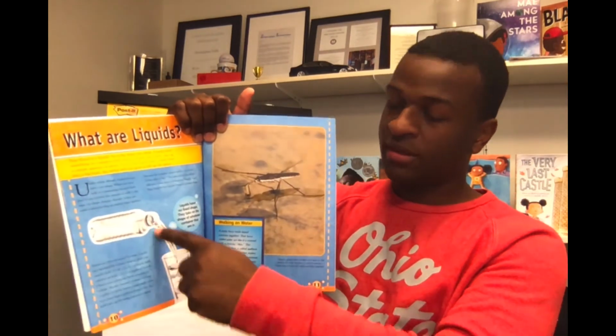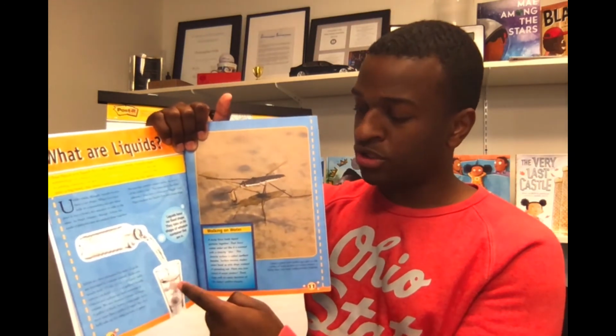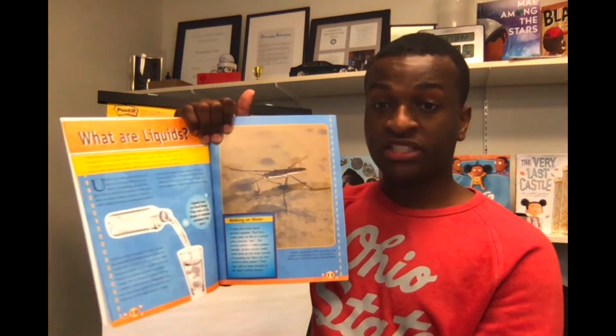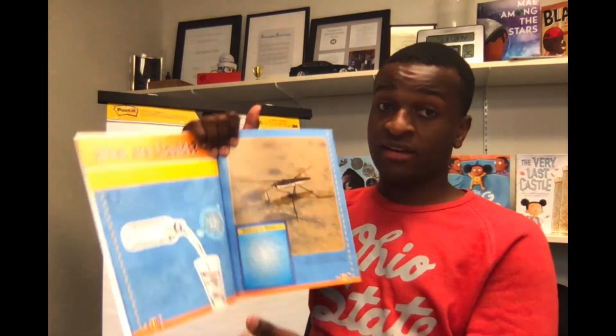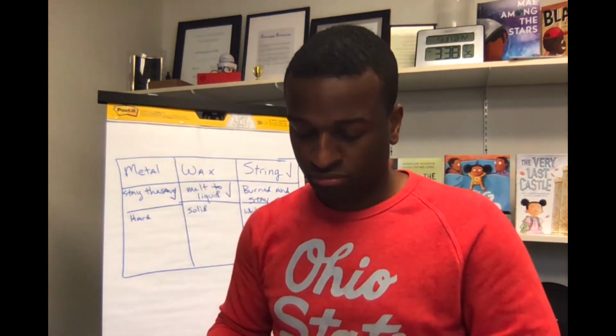So liquid is like water. Water is liquid. It goes into the shape and it changes its shape. If it was in the bottle, it'll be the shape of the bottle. If it's in the cup, it'll be the shape of the cup. Interesting.